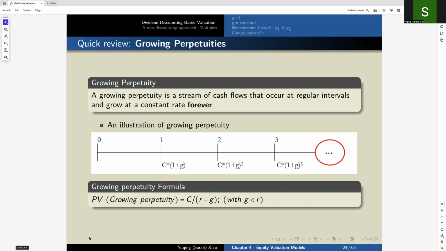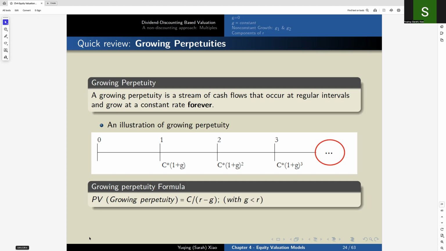The most important example for us is dividends. Think of a dividend that grows at a constant rate forever. That's the exact setting for the golden growth model, which we will cover soon. Intuitively, the value of a growing perpetuity equals next year's payment divided by the difference between the discount rate and the growth rate.